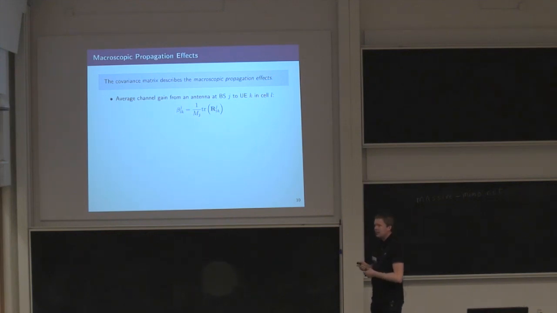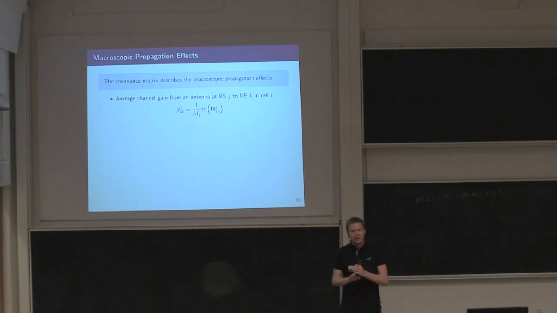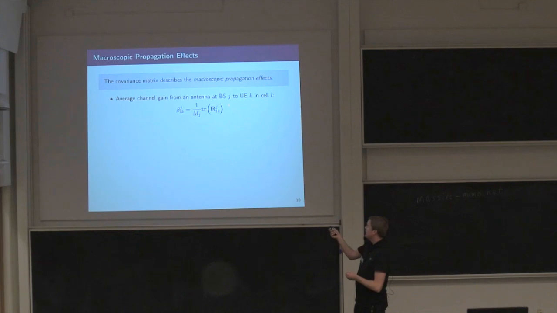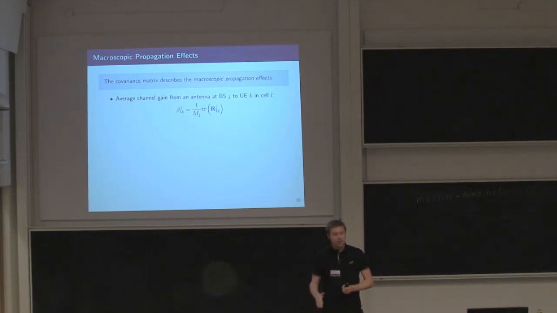And if you take the trace of a matrix, what is that? Well, that is to take either the sum of the eigenvalues or the sum of the diagonal elements. That's the same thing. And if you take that and divide by the number of antennas, then you get some kind of average of the value that you have along the diagonal. And that describes the average path loss from one antenna at the base station to this particular user.